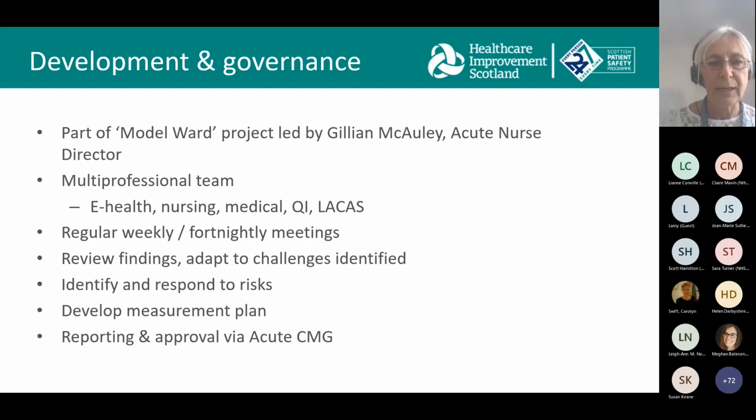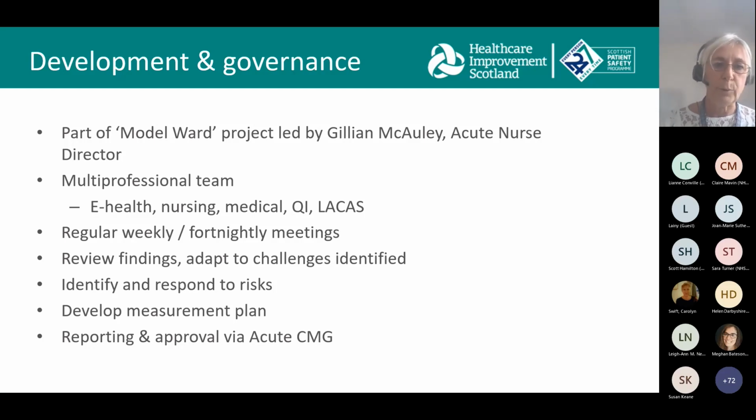It was a multi-professional team, and we absolutely could not have done this without our eHealth colleagues, who have been amazing in helping us with the development, with nursing and medical input across specialities and across the sites. Our quality improvement support team, and our care assurance standard and quality improvement teams have all been involved in coming together to develop and test this.